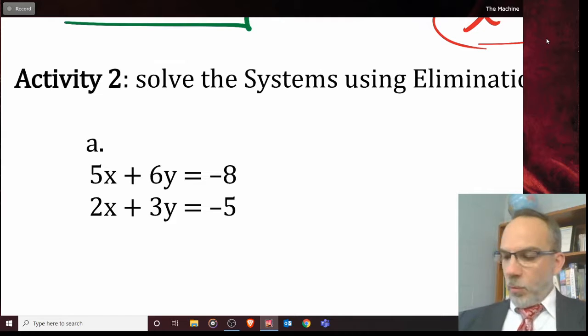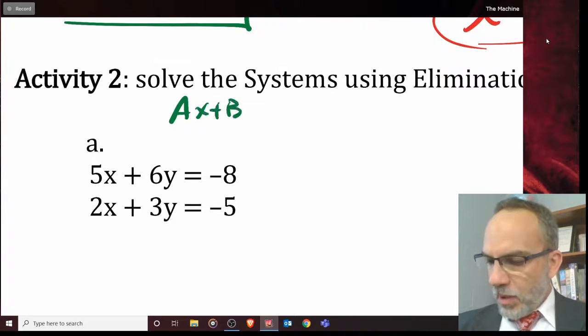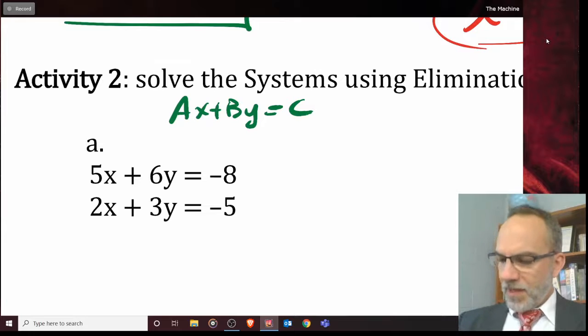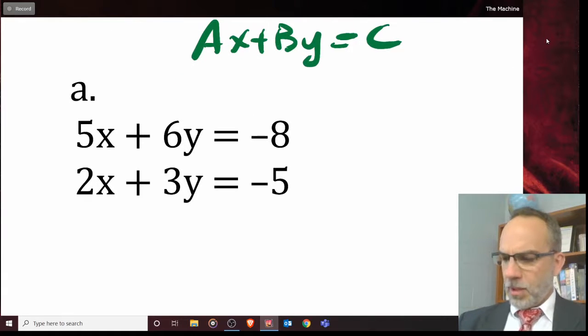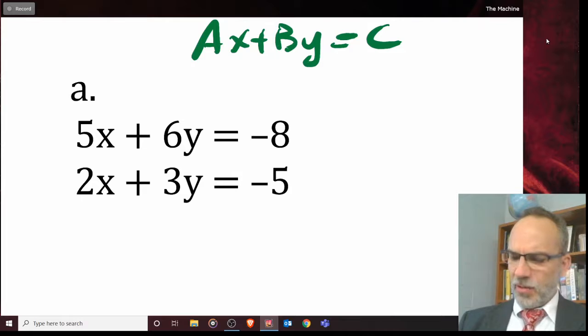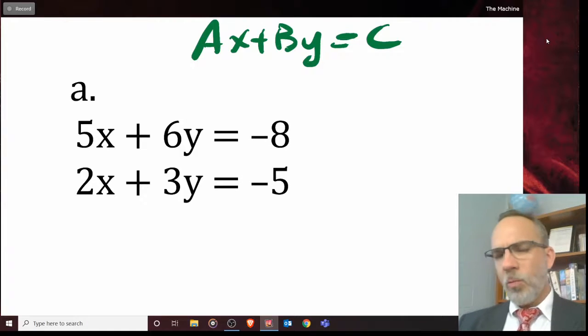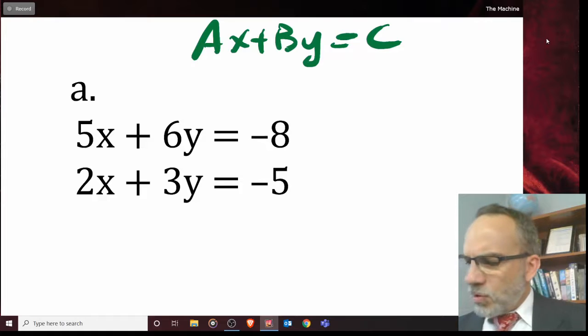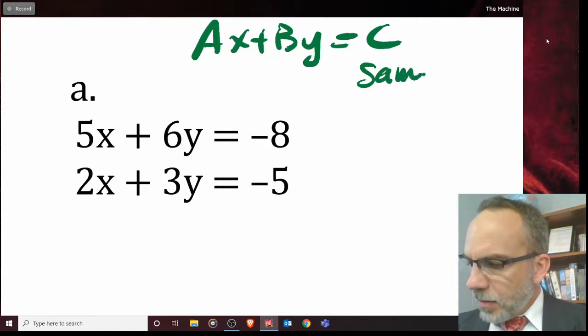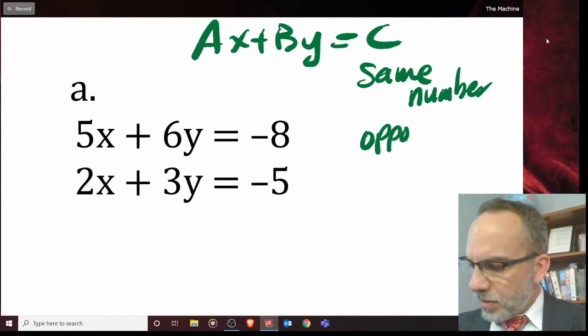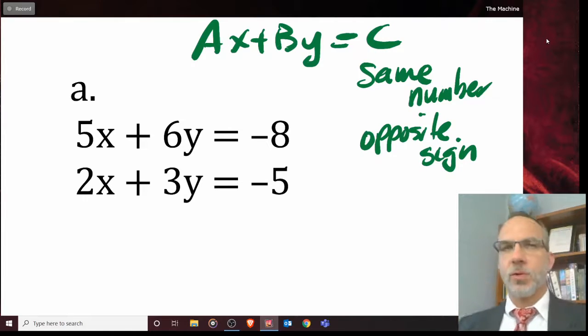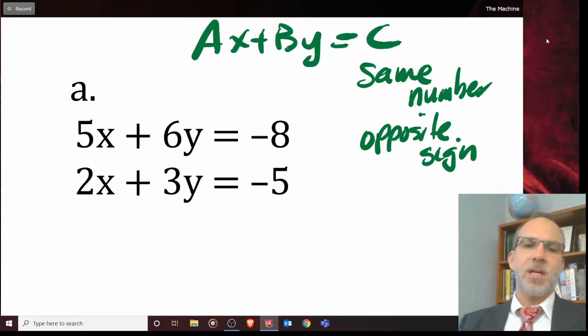They're already in standard form. It's already in ax plus by equals c form, but they don't have the same coefficients. Nothing really is going to cancel there if I combine them. What I want is I want values to have the same number, but I want them to have opposite sign, like we did before, plus 4, minus 4. Same number, but opposite sign. The x's don't have the same number, nor do they have opposite signs, and neither do the y's.